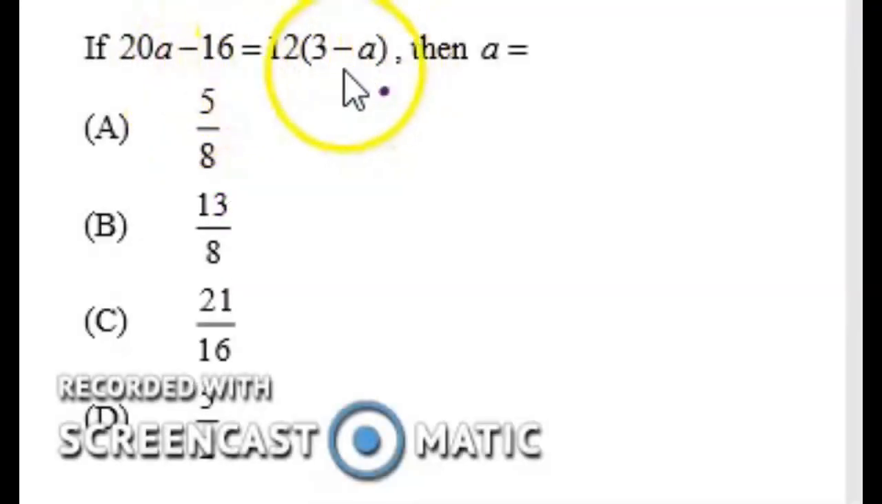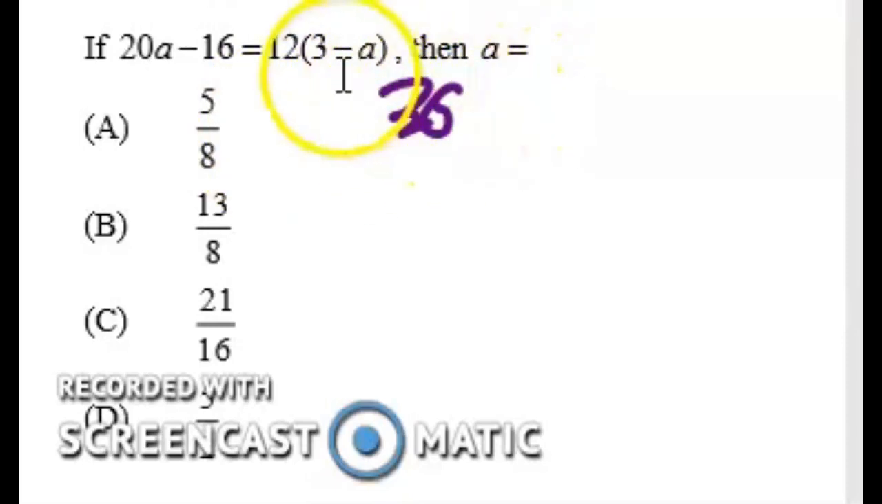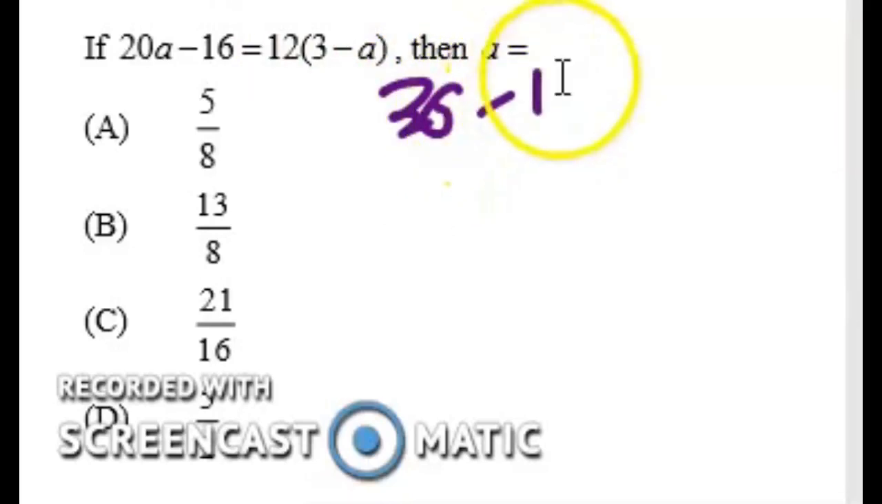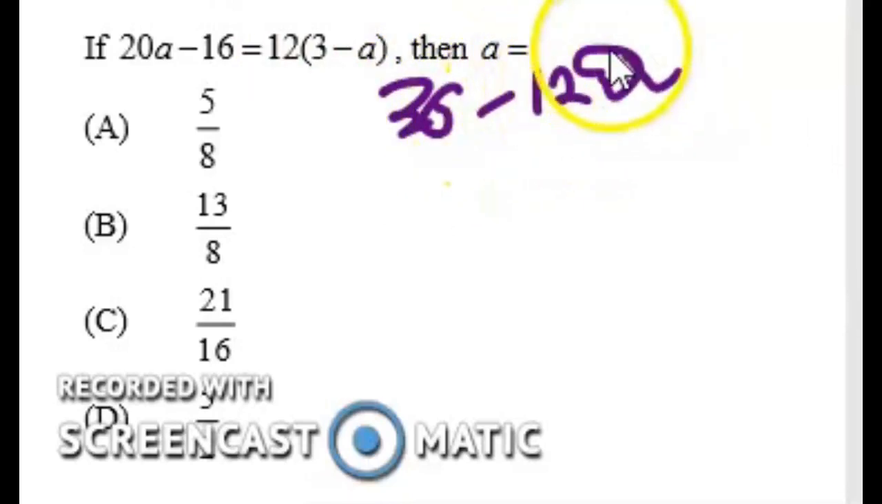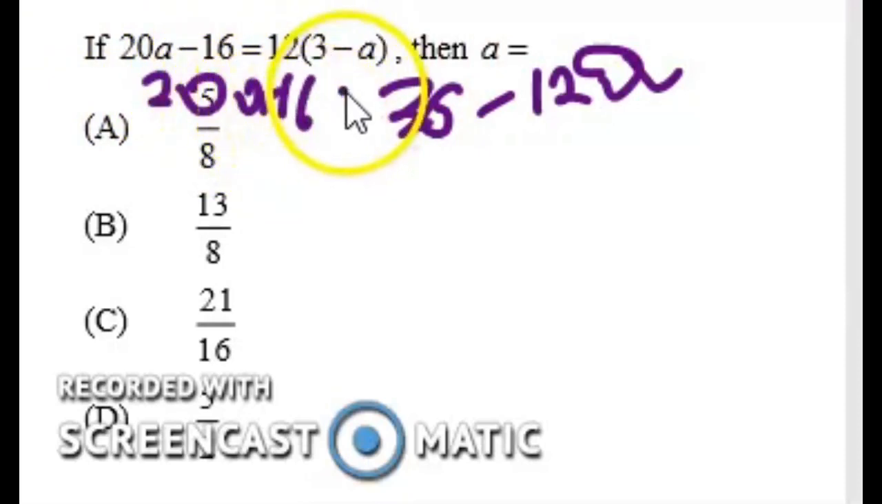20a minus 16 is equal to 12, open bracket 3 minus a. Then what is a? So we're going to go ahead and get rid of what is outside of the bracket. So we have 12 times 3, that is 36. And we have 12 times negative a, that would be negative 12a. So here we have 20a minus 16 is equal to this.